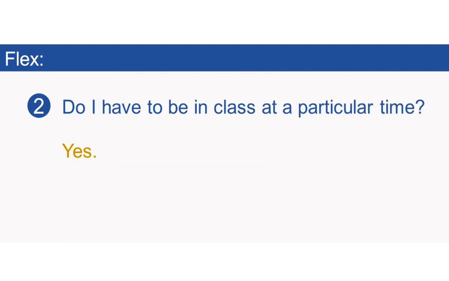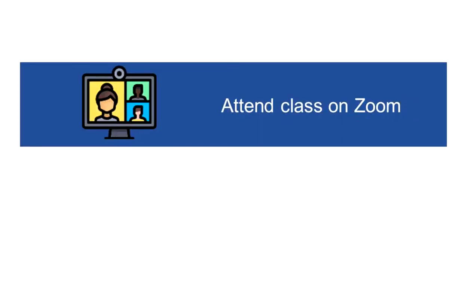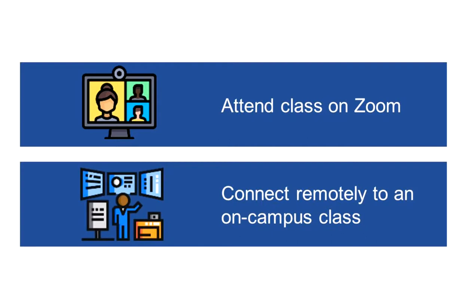The answer to the second question of do I need to be in class at a particular time is yes. As far as the third question is concerned, any additional information I need to know? You need to know that when you choose to attend on Zoom, you will be remotely joining a class conducted by the instructor in a room on campus with some of your classmates. Here are the icons that represent the option to attend via Zoom and the option to connect remotely to an on-campus class. Flex sections give you both options.